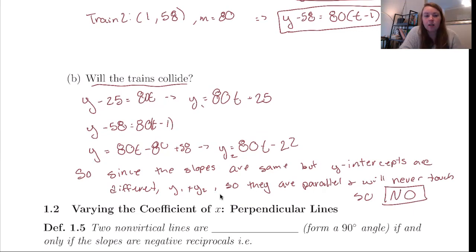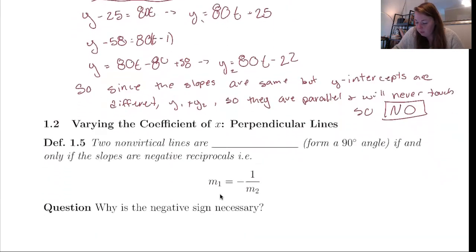So now let's talk about kind of the opposite of parallel. So now I want to talk about the coefficient of x and varying that, right? So two non-vertical lines are perpendicular.